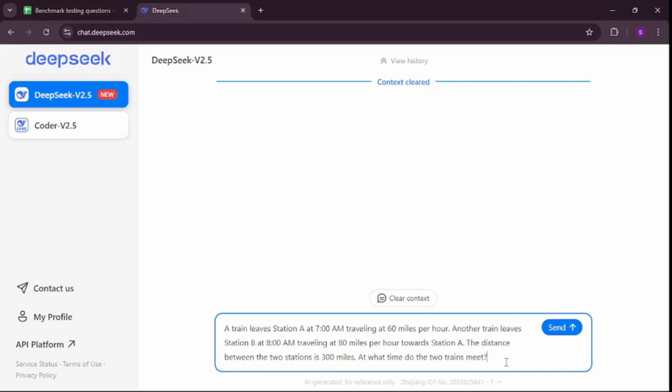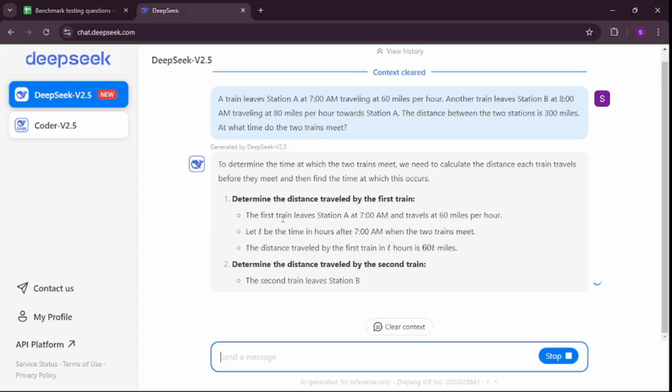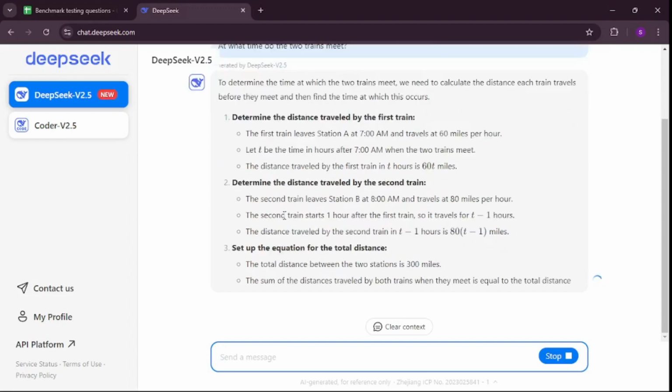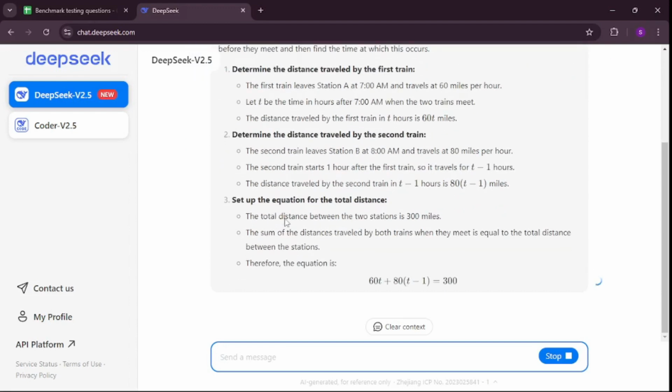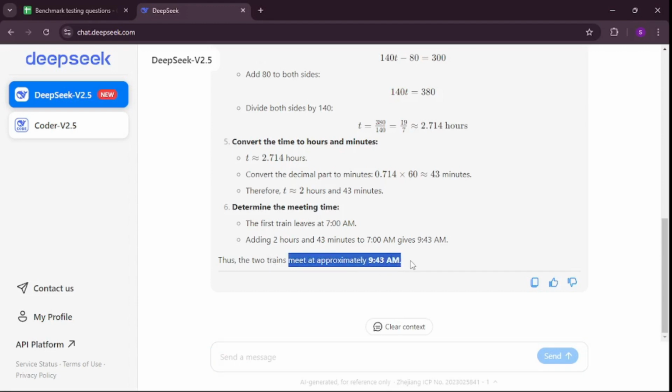So this is more like a numerical problem, and I'm really excited to check out whether we get the correct answer or not. So let's send this here. And as you can see, DeepSeek v2.5 actually goes step by step into the problem, solves one step at a time, and then draws out the conclusion, which is really mind-blowing. And there you go, the answer is the two trains meet at approximately 9:43 a.m.